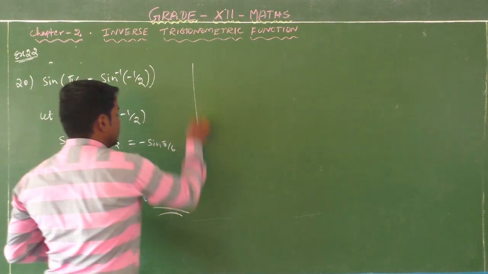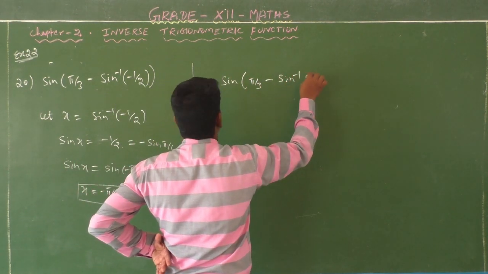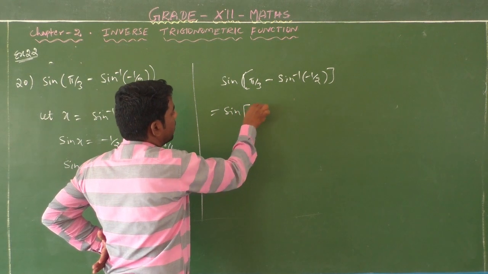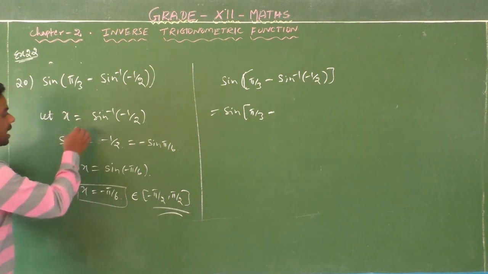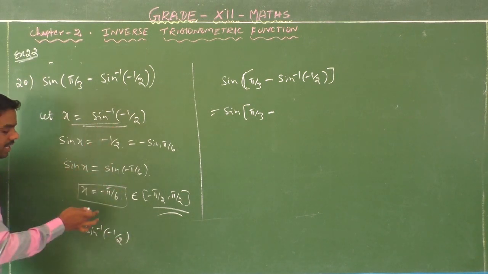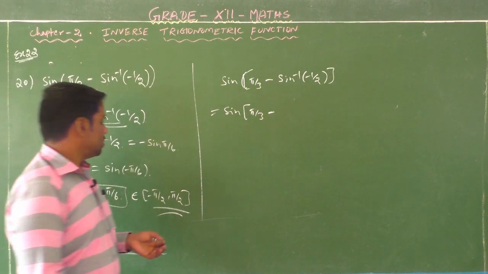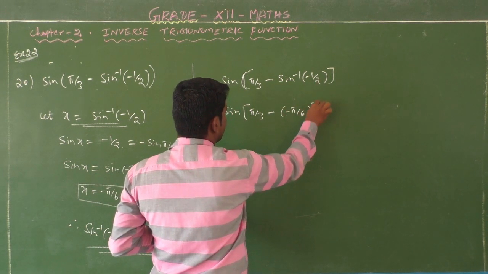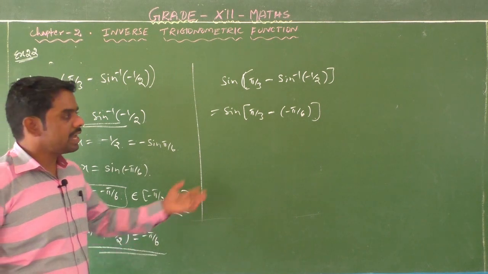Substitute this value. Listen, sine of pi by 3 minus sine inverse of minus 1 by 2. Here x is sine inverse of minus 1 by 2, therefore sine inverse of minus 1 by 2 is equal to minus pi by 6. So substitute minus pi by 6 here for sine inverse of minus 1 by 2. So minus of minus pi by 6.